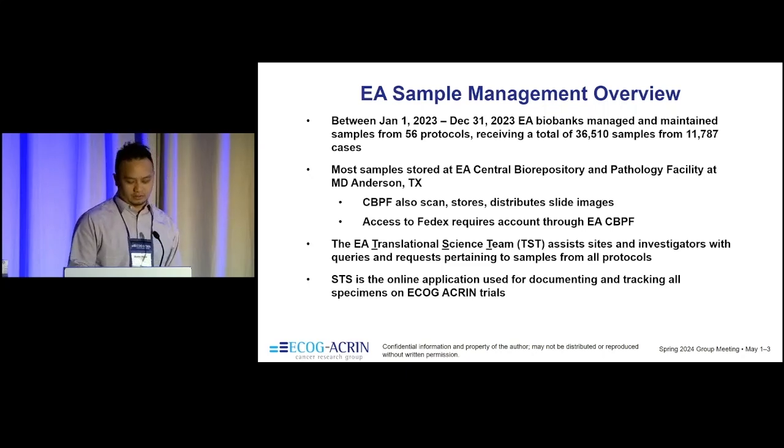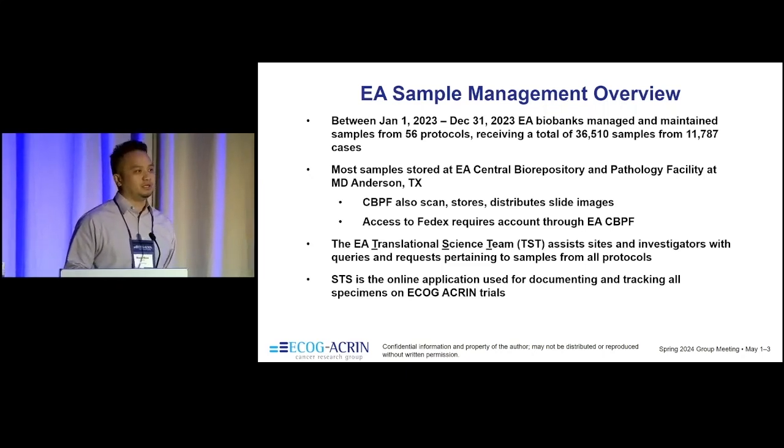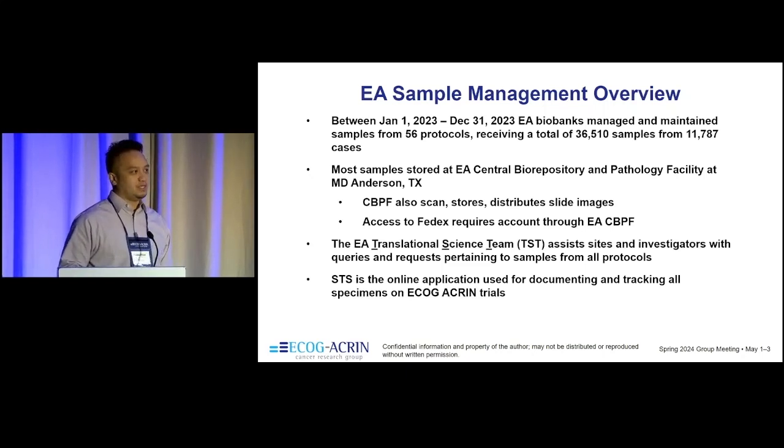And just a little note on the sample tracking system, or STS, as I mentioned earlier. It's an online application that's used for documenting and tracking all samples submitted on EA protocols. This was a fairly recent system that was implemented, and so some of the older ECOG trials don't have as much information on the sample tracking system.